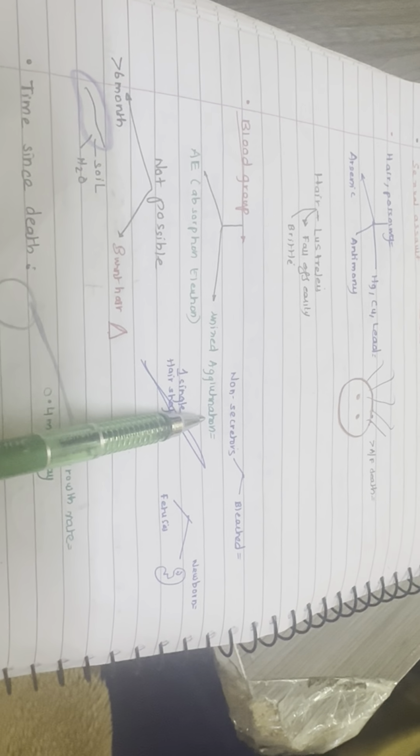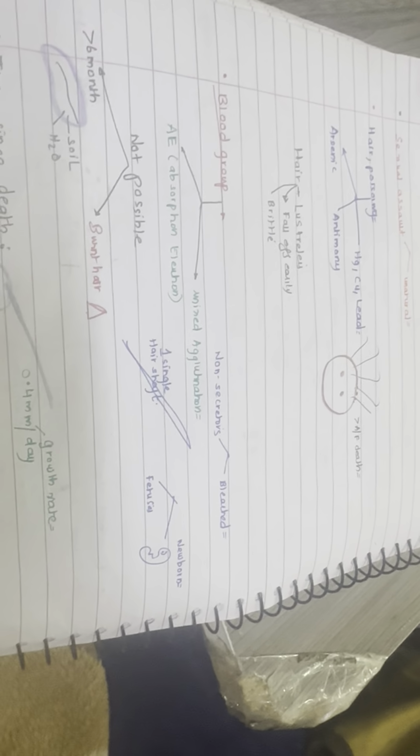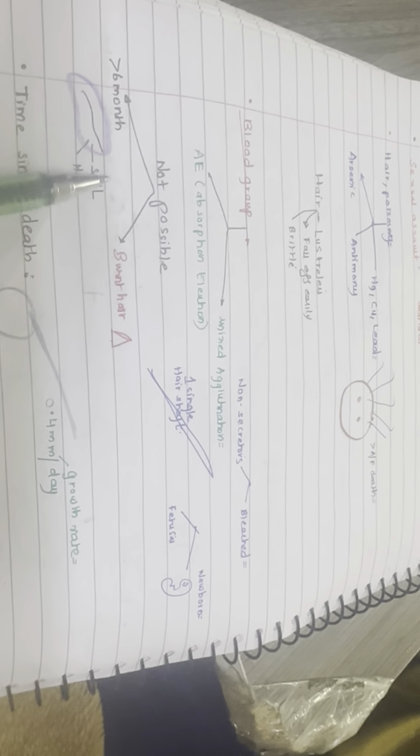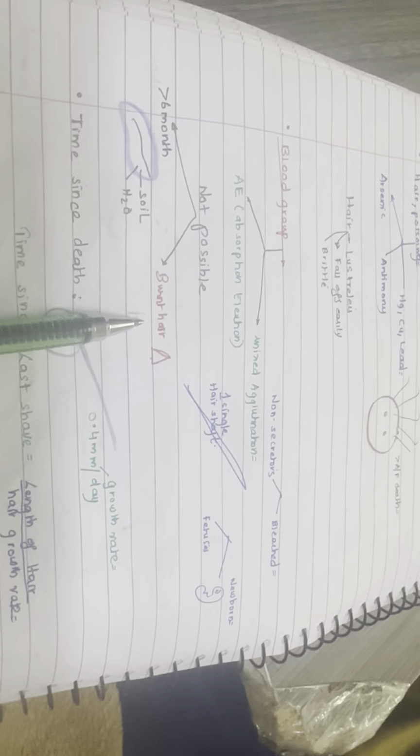Blood group can be determined from hair, that is, by the absorption elution technique or mixed agglutination. Also in non-secretors and bleached hair we can detect the blood group. And also we can differentiate between fetal and newborn hair. We can detect blood group from one single hair shaft, but it is not possible if the hair has been in soil or water for more than 6 months, or if it is burned hair.